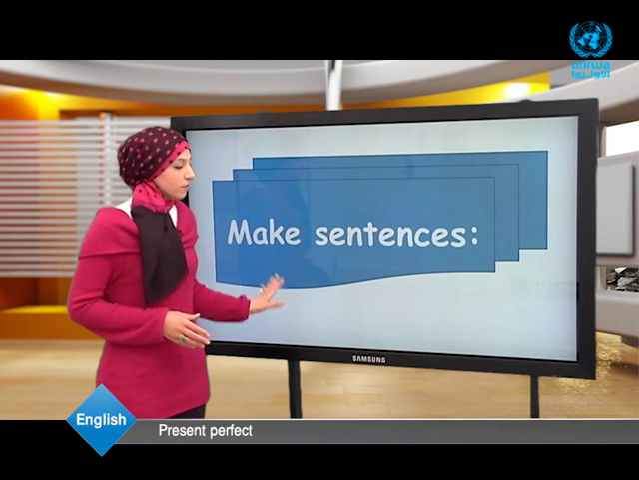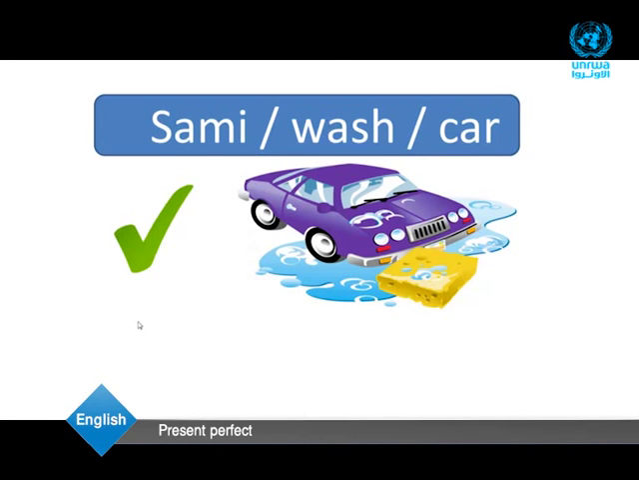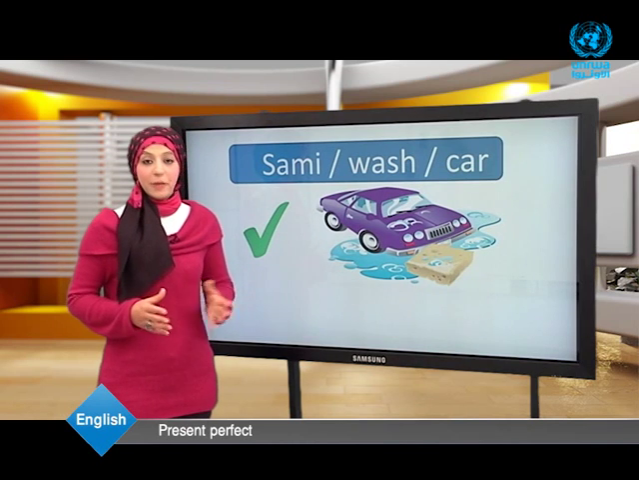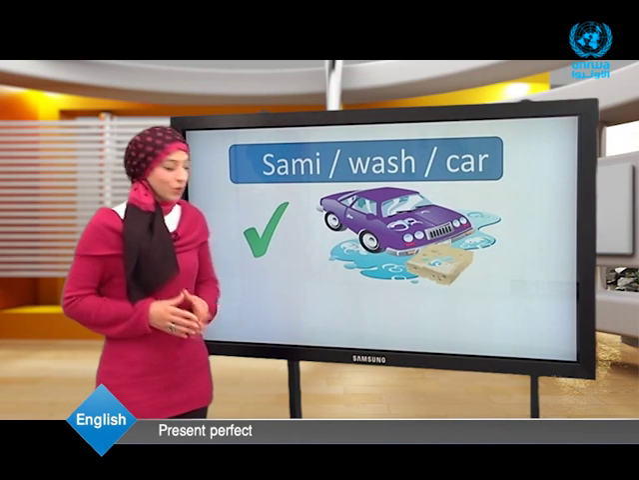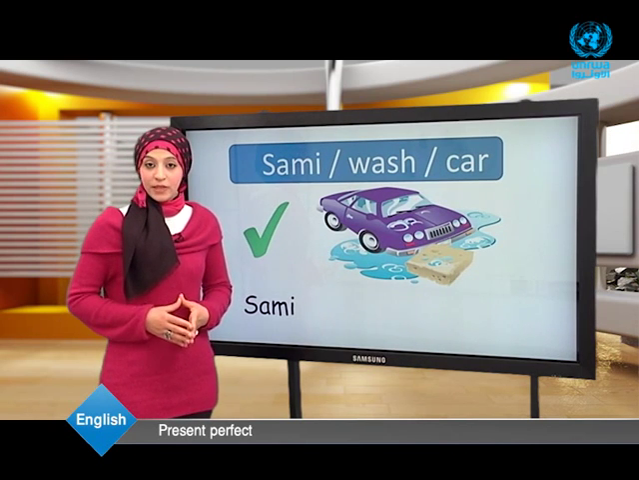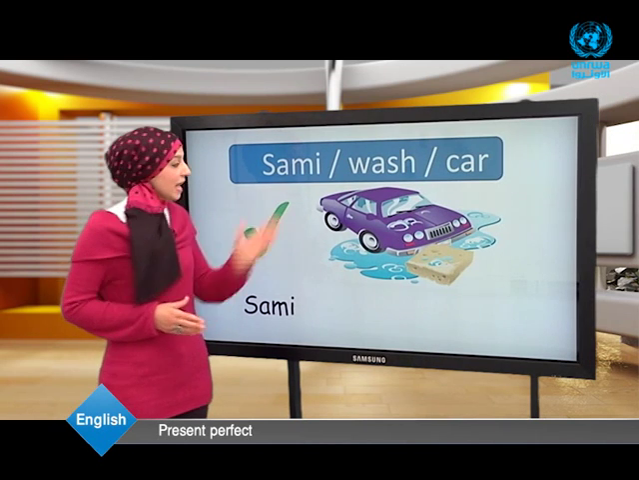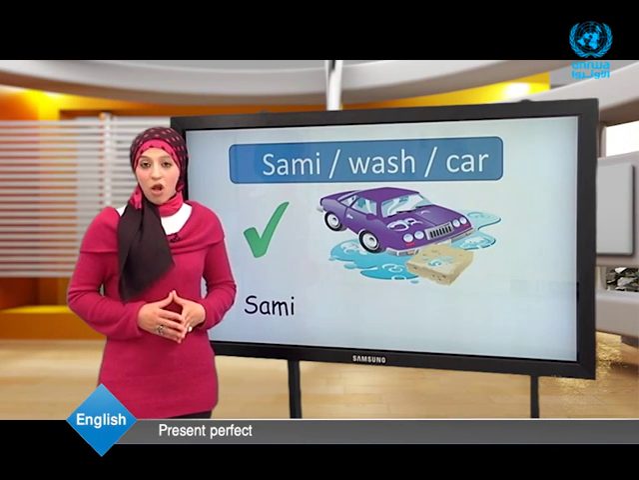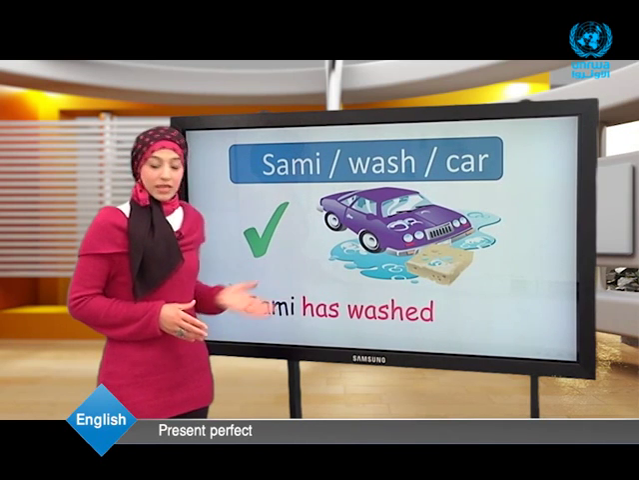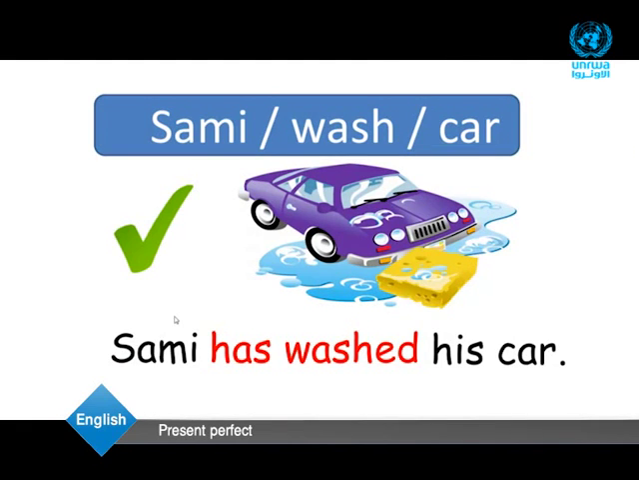Make sentences. The first one, the words are Sammy, wash, car, and you should give me a positive sentence. Look at the picture, it may help you. We begin with Sammy. After Sammy, to form a sentence in the present perfect, you should use has or have. With Sammy, Sammy has. And what's the past participle of the verb wash? Washed. So, Sammy has washed. Sammy has washed his car.